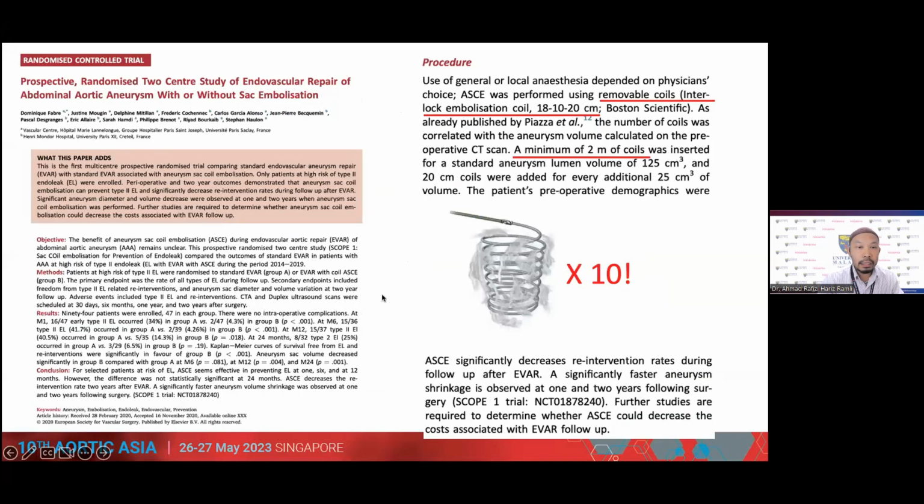And then the most recent study is from Stephan Haulon's group in France. He's my idol. He's quite a prominent figure in vascular surgery, especially in the endovascular field. He published this RCT where he also non-selectively coil embolized using industrial coils, which is very costly. As you can see here, about 10 coils were used in each patient, and of course they had good outcomes at 24 months. Having said that, 10 coils per patient, so the cost is quite humongous.